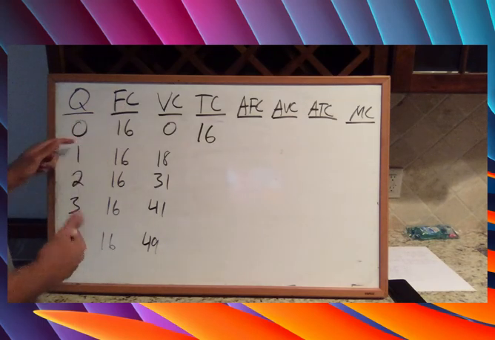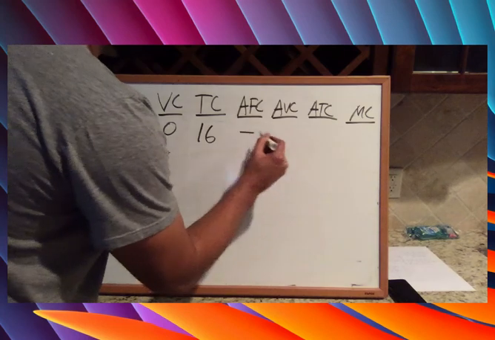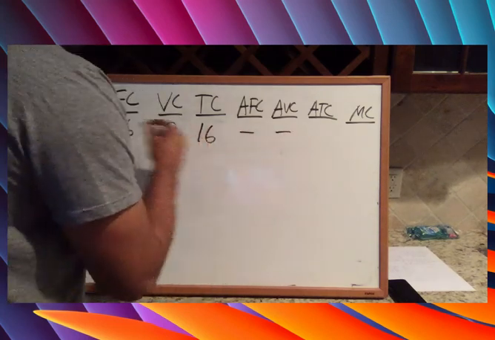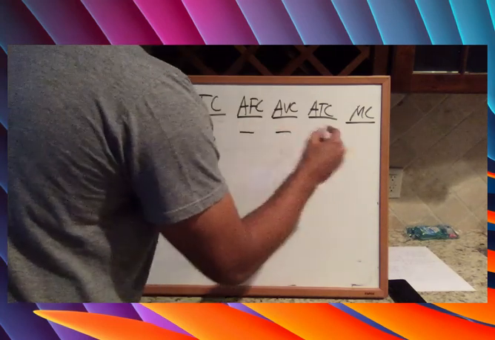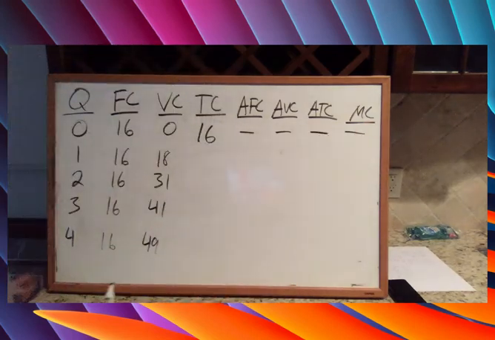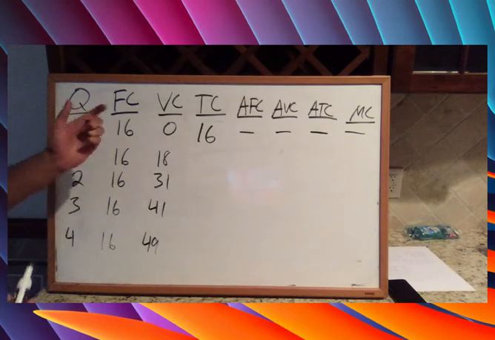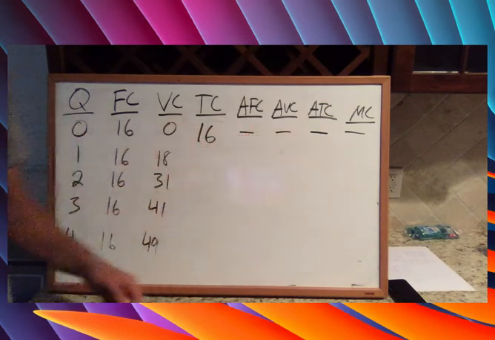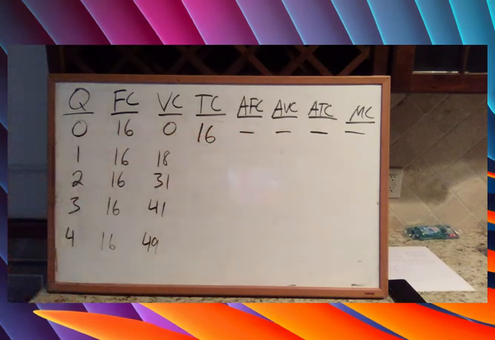So 16 divided by 0, you can't do that. You can't do average variable cost, 0 divided by 0. Average total cost, 16 divided by 0. Now marginal cost is also going to be nothing. So that is your first unit. So when you produce nothing, your total cost is going to be equal to your fixed cost.